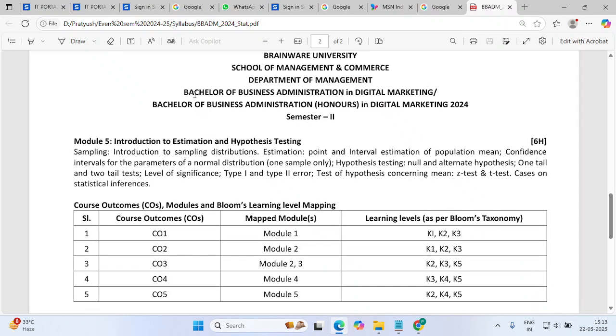So this is the syllabus, and I'll start with sampling first. What is sampling? What is sampling distribution? Then we will discuss estimation. After that, we will discuss hypothesis testing, and after that, we will discuss one tail test and two tail test. Then we will discuss type 1 and type 2 error, and we will also discuss Z test and T test. These cases, I actually want to do some cases. If you all will be present in tomorrow's class, we will do cases as well.